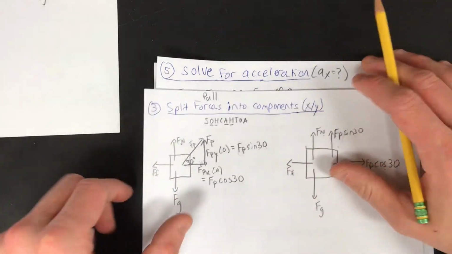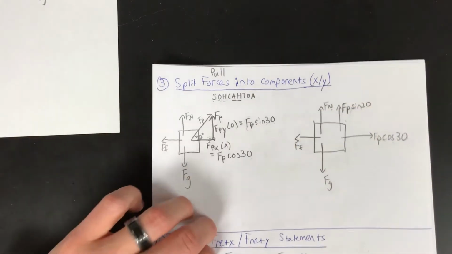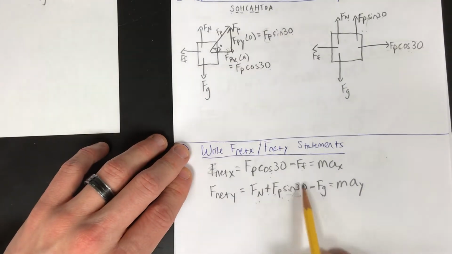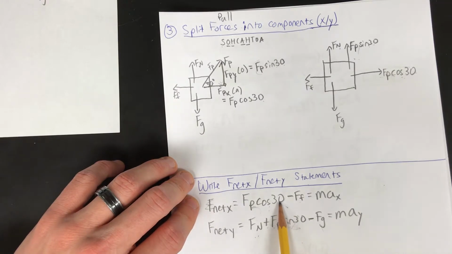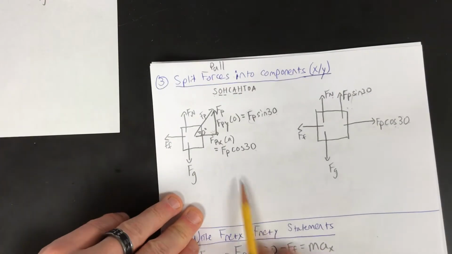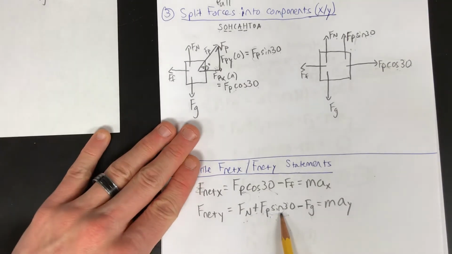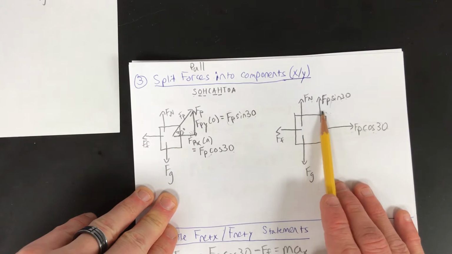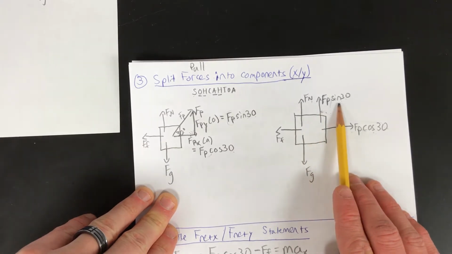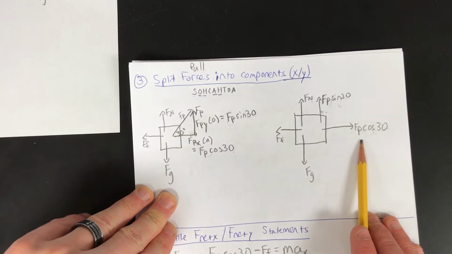But the big takeaway here, guys, is that it's different than the other problems. The only thing that's really different is the force diagram, and therefore your statements are different. So you're going to have to multiply FP by cosine in the x direction when you split it into components, and multiply FP by sine of the angle in the y direction. And then FP gets split into parts, the sine part is vertical and the cosine part is horizontal, all right?